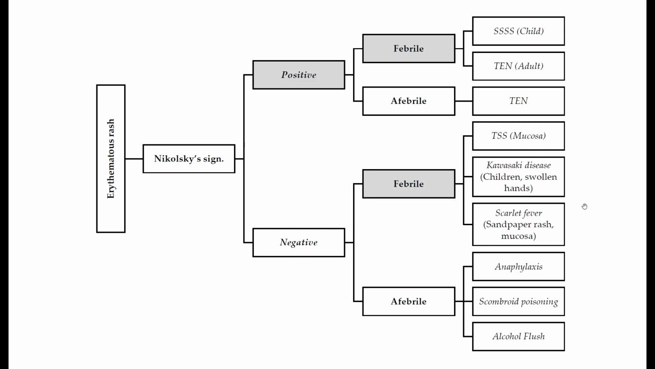If Nikolsky's sign is positive and patient is afebrile, it could still be TEN or toxic epidermal necrolysis. If Nikolsky's sign is negative and patient has fever, then you should look for toxic shock syndrome, Kawasaki disease, especially in children with swollen hands, scarlet fever, which typically involves mucosa, as well as it shows skin rash, which simulates sandpaper rash. If patient is Nikolsky sign negative and afebrile, then it could be anaphylaxis, morbilliform poisoning, or alcohol flush.